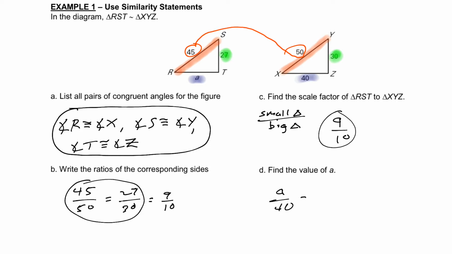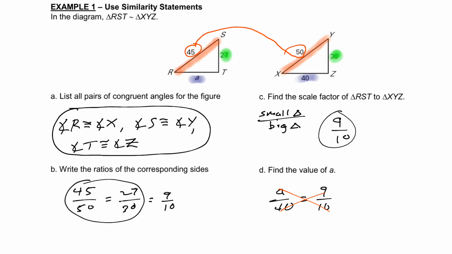And then we're going to set that equal to, well, really, we could set that equal to any of these fractions. We could use 45/50, we could use 27/30, or we could use 9/10. It doesn't matter. The numbers will be smaller and it'll be easier to use 9/10, so let's do that. So we're going to set this equal to 9/10. And then we're going to solve this proportion just like we did back in section 7-1. So we're going to do our cross product. A times 10, set equal to 40 times 9.